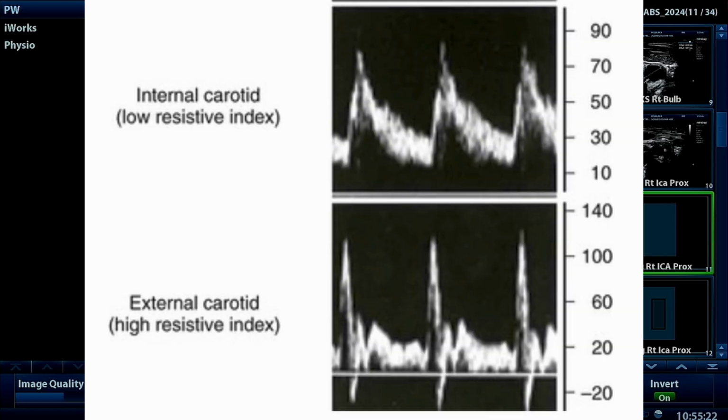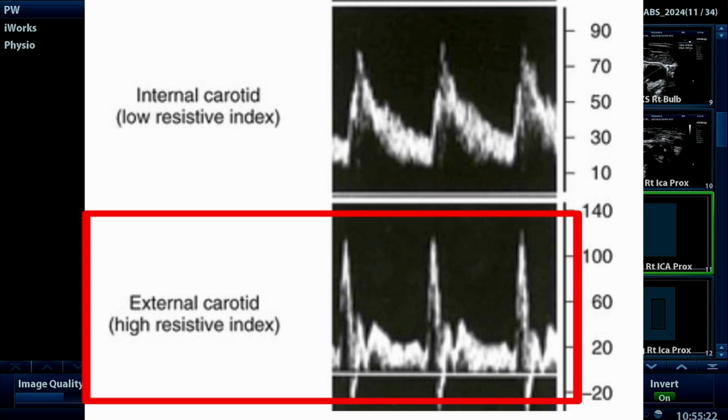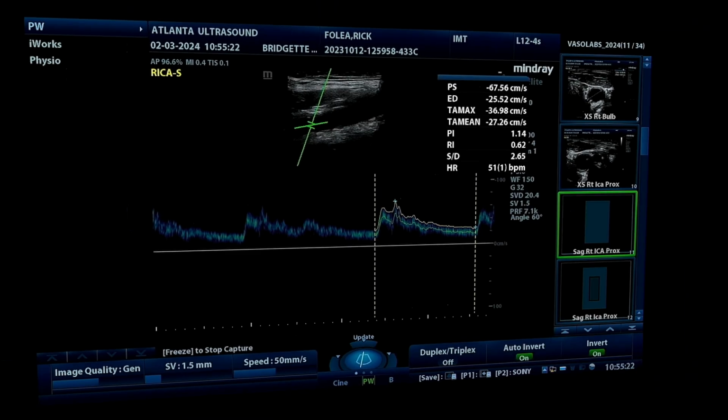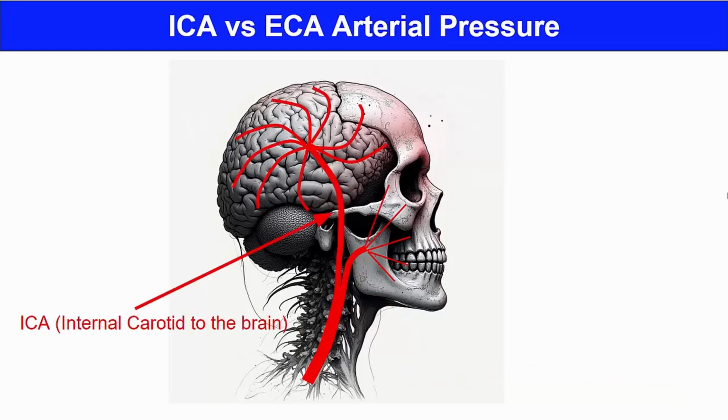This is a good example of the difference between the two. The ICA has a nice gentle fall off. The ECA has a much more abrupt fall off due to the increased back pressure. Why? Because the ECA has a much shorter trip out to the face and transitions to smaller vessels quicker to service the face, so it's quicker to resist the blood flow. The ICA has to transport lots of blood to a larger volume inside the skull over a longer distance.